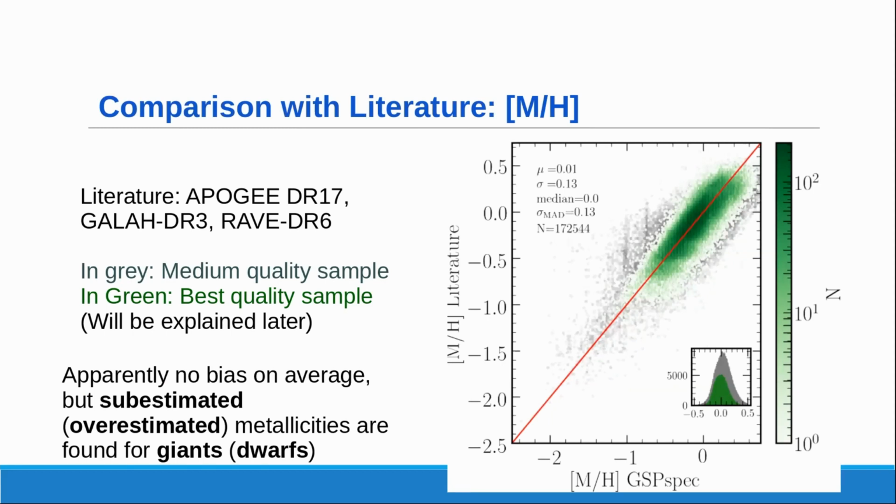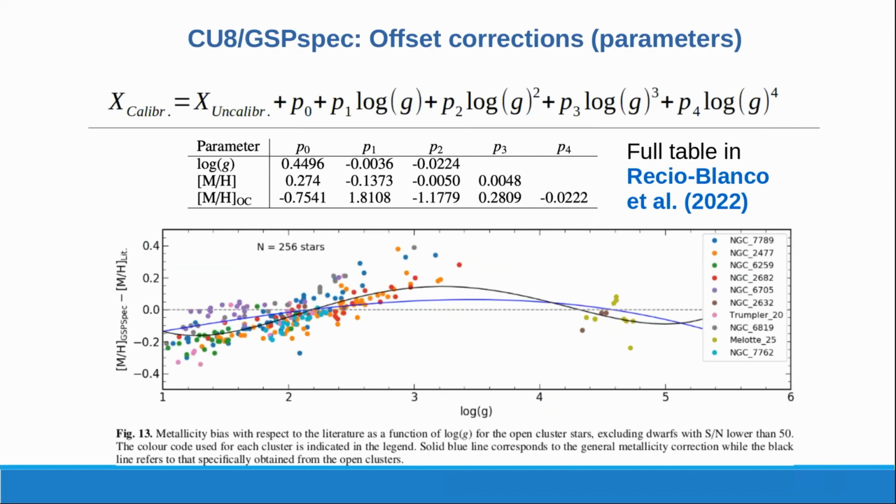This is the proposed correction. This is a polynomial calibration based on the uncalibrated log g. Basically, we substitute the uncalibrated value by a calibrated value by adding a polynomial relation. The coefficients of this polynomial relation are summarized in Table 3 in Mauricio Blanco et al. But you can see the coefficients here.